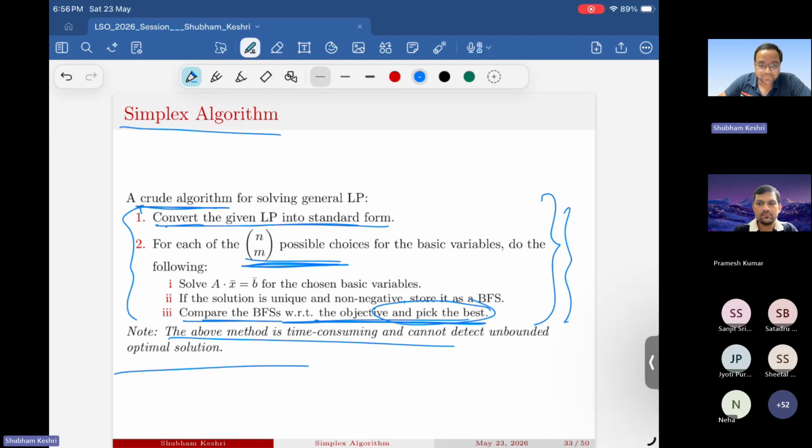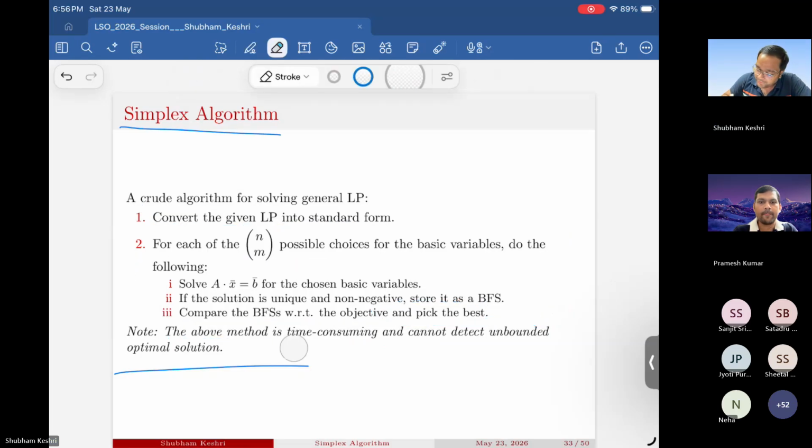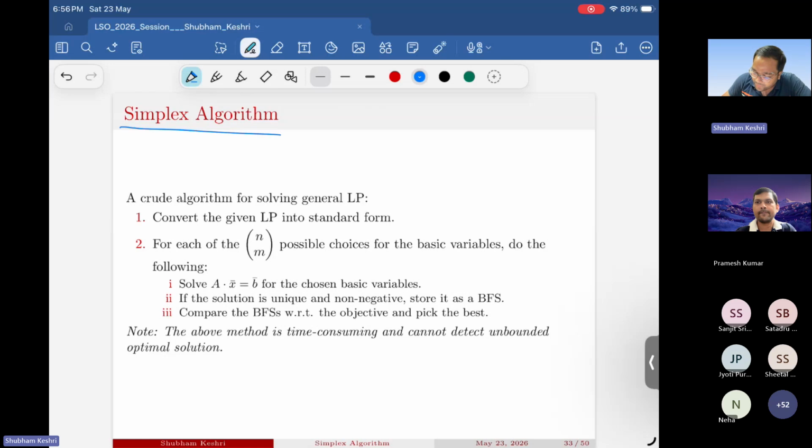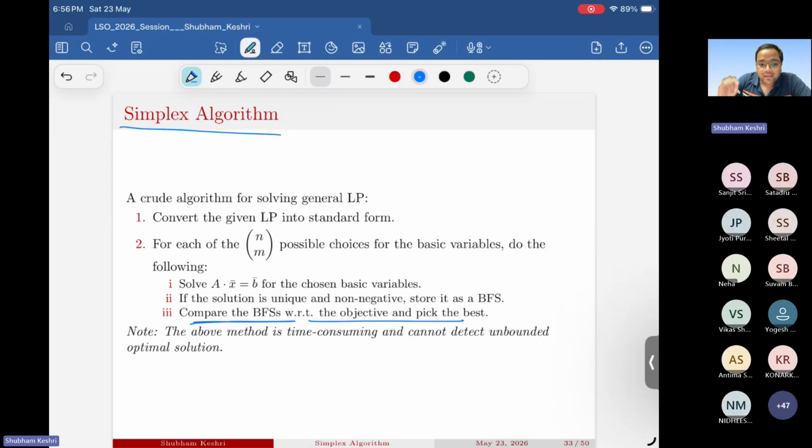Okay, so if you don't want to answer, let me answer it. First of all, it depends on the fact that a corner point is optimal. But when you have an unbounded feasible region and the optimal solution does not exist, you'll not be able to identify that this is a case when no optimal solution exists. So it is unable to detect an unbounded optimal solution.